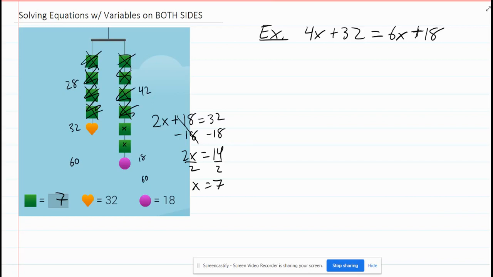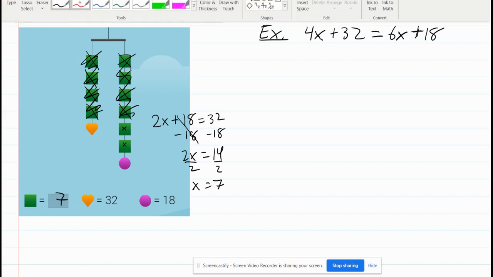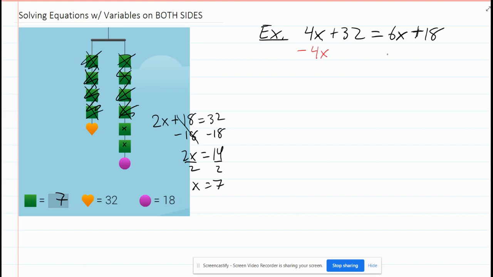This idea of taking away extra shapes from both sides of the mobile is essentially the same idea as when we work with an equation. When we look at this equation, 4x plus 32 equals 6x plus 18, I'll encourage you to write this down. Notice that there are more x's on the right side than there are on the left side. In fact, if we were to take away 4 x's from both sides, we would have no more x's on the left. On the right, we would still have 2 x's, 6x minus 4x is 2x, and then that 18.